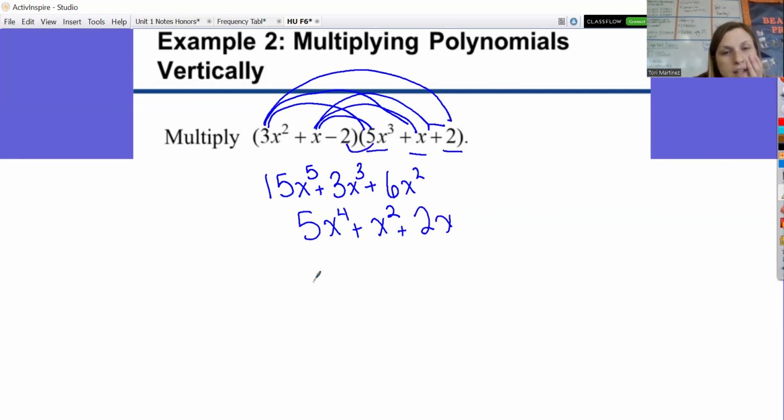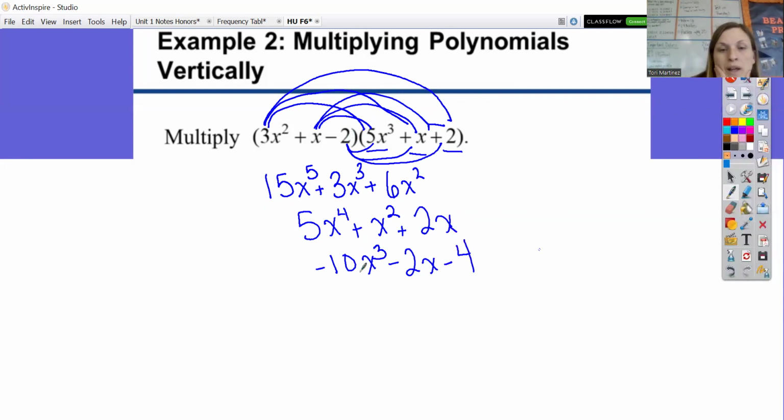It's a lot of things there, so I'll go underneath this time. Negative 2 times 5x cubed gives me negative 10x cubed. Negative 2 times x gives me negative 2x. And negative 2 times 2 gives me negative 4. And then what I do is I go through and I combine like terms.